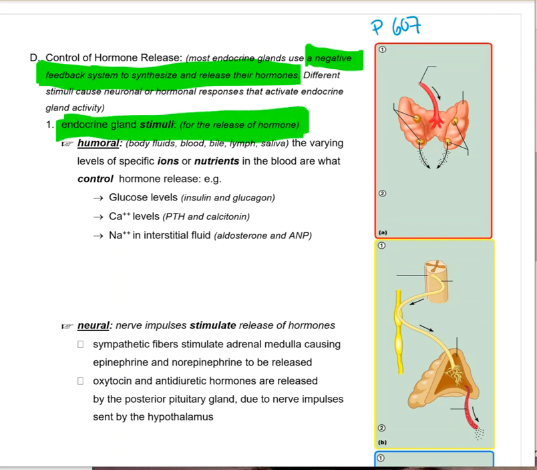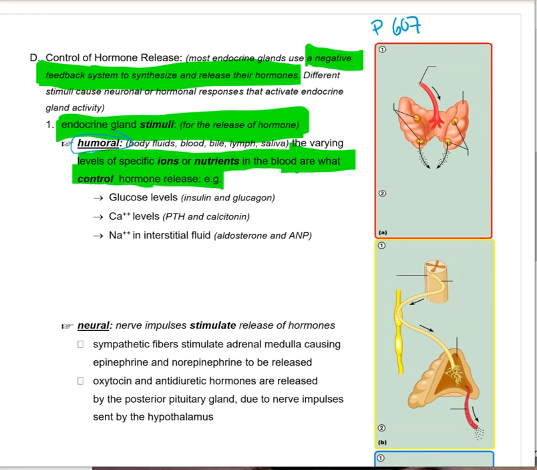We can release the hormones in 3 ways, okay? First one, I always want to change everything here. Okay, the first one is humoral, right? Humoral means the humors or the fluids of our body. And so what this is going to look at is specific levels of ions and nutrients in the blood. And that's what's going to control the release of the hormone, okay?